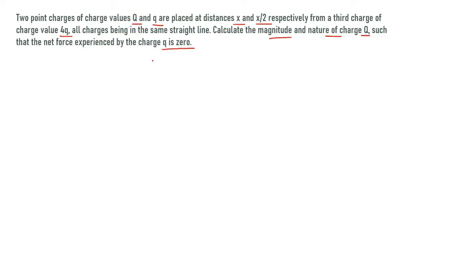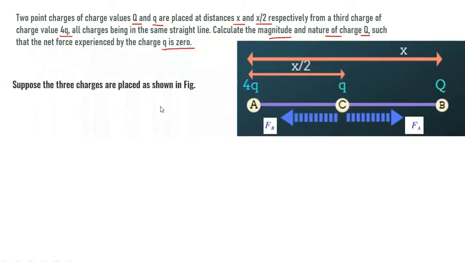Keep this in mind. In the previous question, we had the equilibrium condition when all three charges were in equilibrium. Here only the small q charge is in equilibrium. So let us see first of all how the three charges can be placed, according to the figure. From the charge 4q, which is placed at A, the capital charge Q which is placed at B is at a distance of x, and the other charge small q, placed at C, is at a distance of x by 2 from 4q.